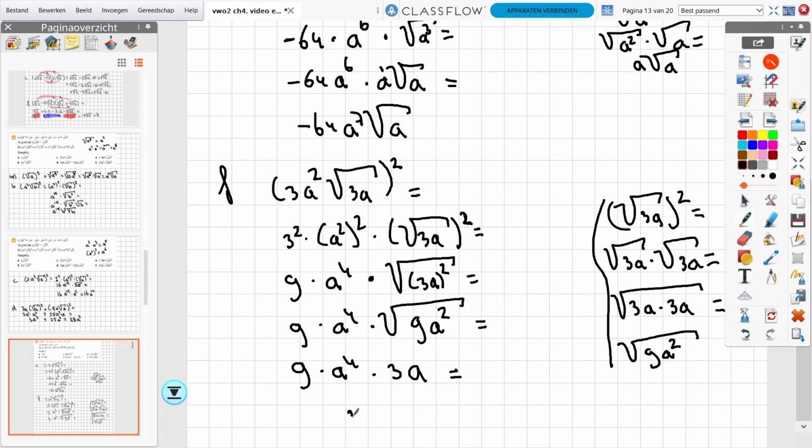9 times 3 is 27. A to the power of 4 times a is a to the power of 5, because remember, a to the power of 1, and then you get it. Again, maybe I could immediately come from here to here. But you can do it this way, or you can do it this way, or you can just assume roots and squares cancel each other out.